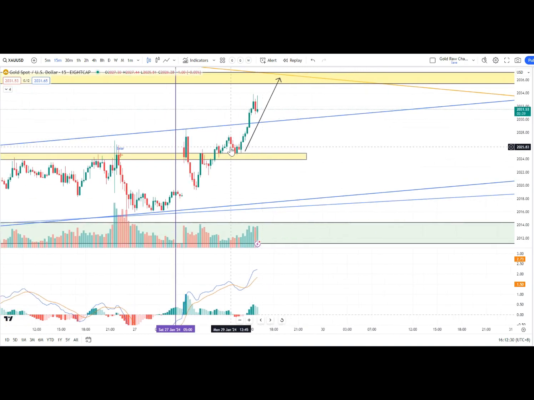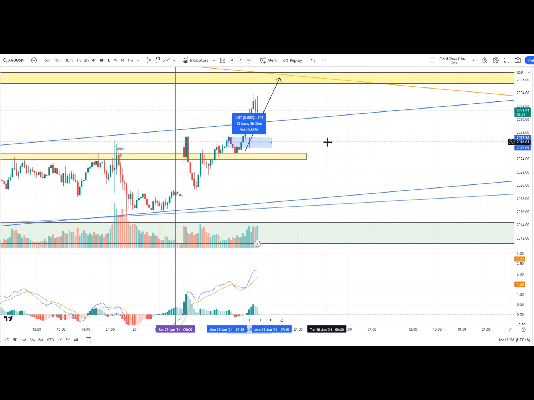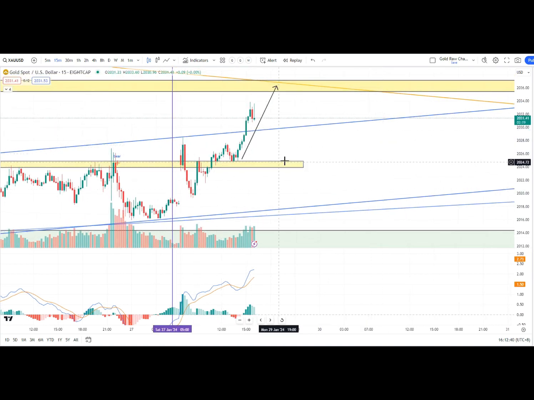Okay, actually when I came back this morning, I took a trade somewhere here. So this is a breakout retrace and I took it somewhere here, but I closed it before I went out. So it's just a short scalping trade.